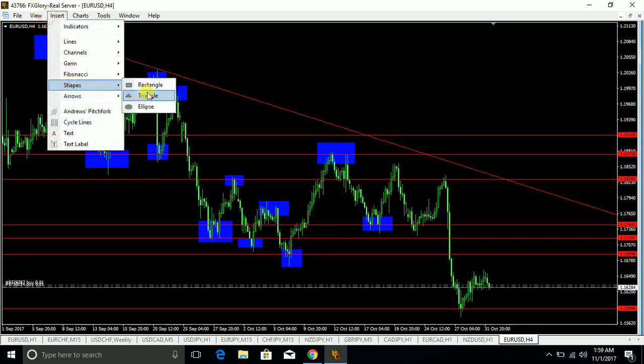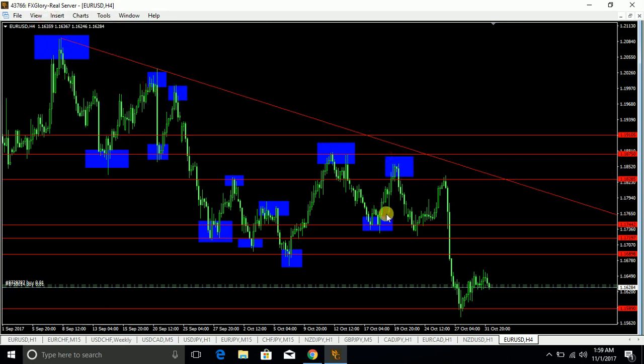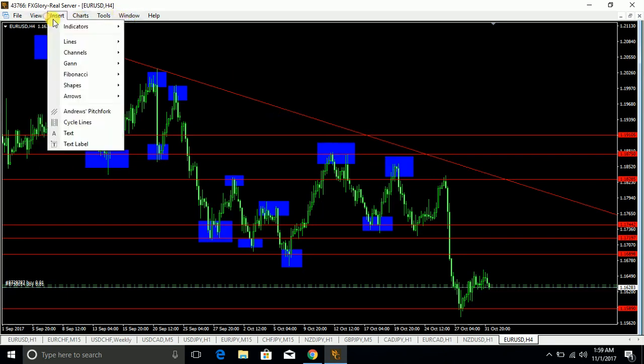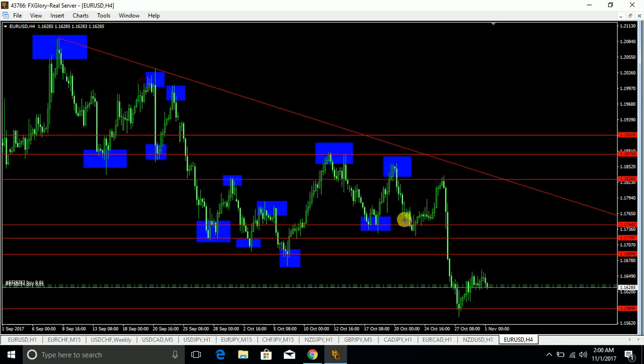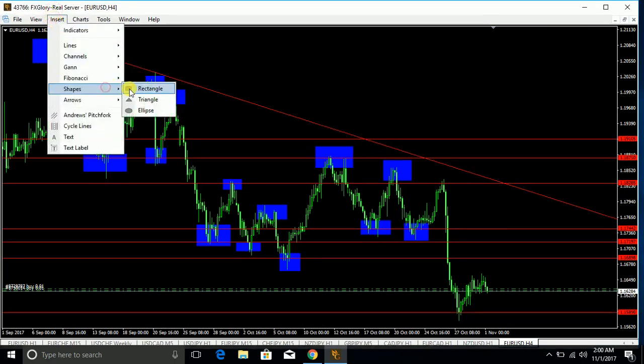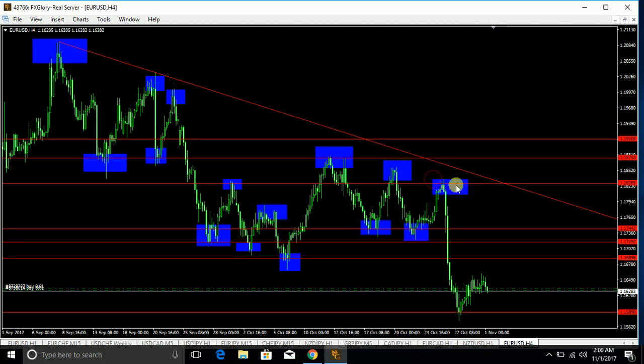But wait a minute. Then we have a high that's lower than the previous high and a low that's slightly lower than the previous low. Then we have another high that's lower than the previous high and a low that's lower than the previous low. So this is a classic downtrend.